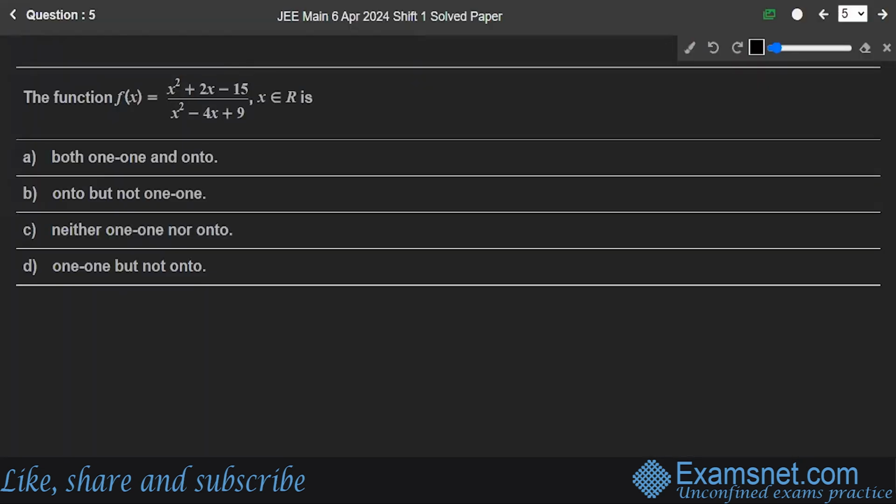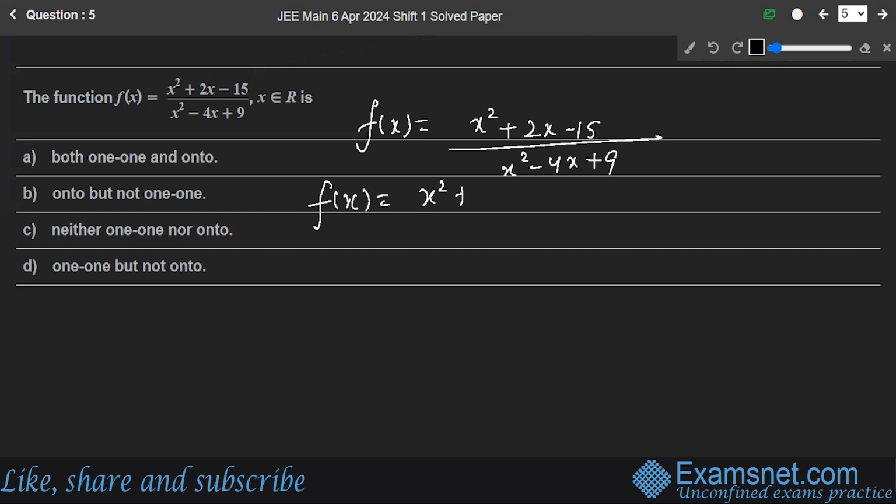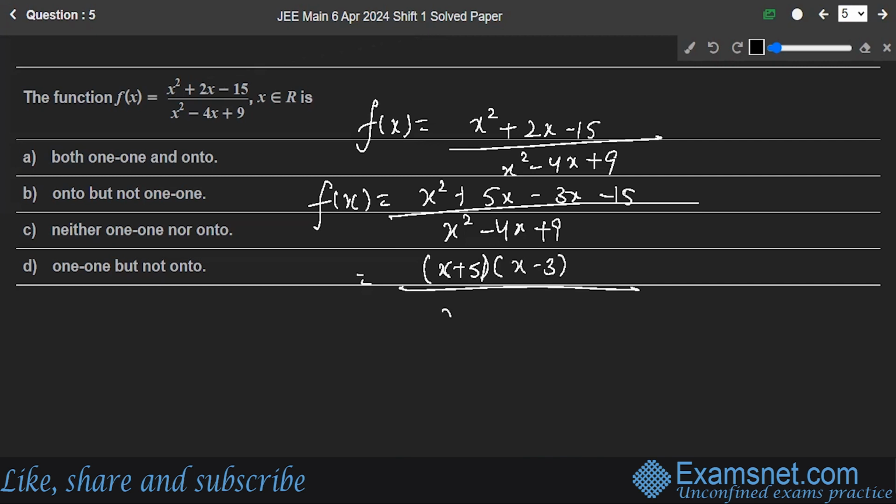Question number 5, the function f(x) given by this function, where x belongs to the real numbers, is which of these types of functions? One-one, onto, or both? Whatever type of function this is. So you have f(x) given by this function divided by x squared minus 4x plus 9. Let's split the middle term for the numerator. This will be 5x minus 3x, or the two factors will be x plus 5 and x minus 3, upon x squared minus 4x plus 9.